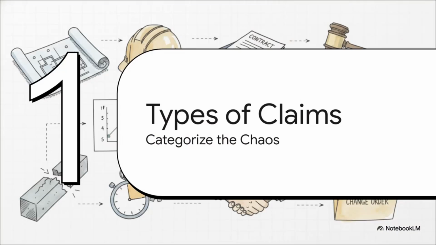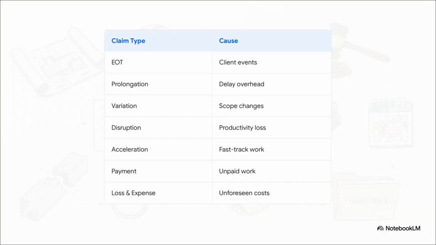Moving right along to Section 2, types of claims. Before we can solve the chaos, we kind of need to categorize it, right? There are 7 main types of claims you'll run into. You've got extensions of time, which happen when employer or client events cause a delay. Then there are variation claims, which pop up when the actual scope of work changes.